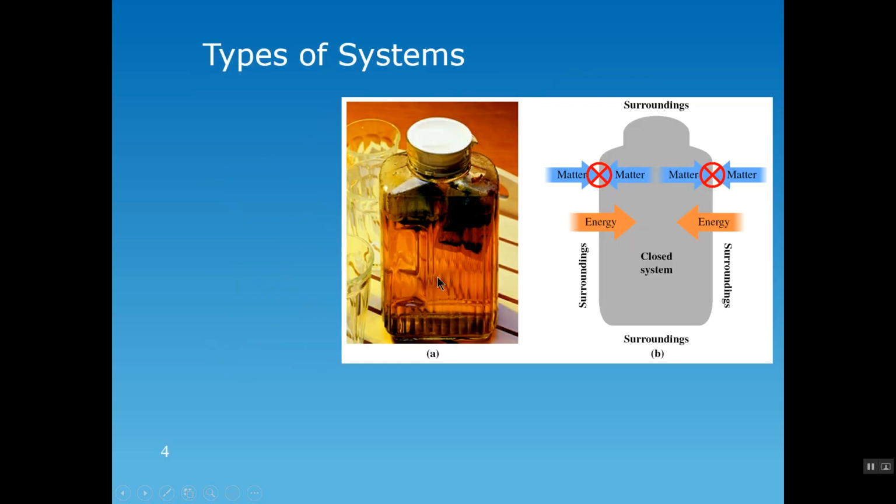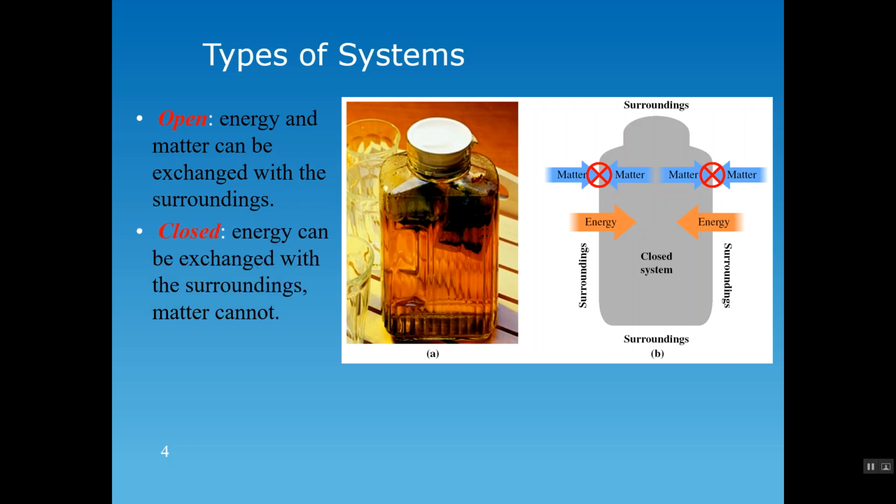Okay, so let's talk about different types of systems. As we said before, the system is that part of the universe that we are studying, right? And there are three types of systems. You can have what is known as an open system, where energy and matter can be exchanged between the system and the surroundings.